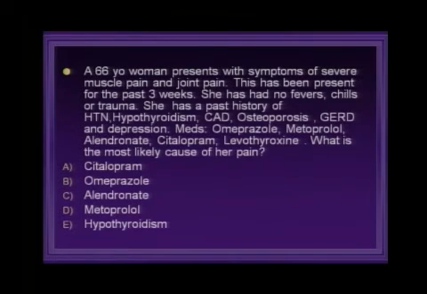So she's hurting everywhere. She says for the last 3 weeks, she's just got aches in her joints, aches in her muscles. You see her past medical history. You see her medication list. So what are we going to blame? Citalopram, omeprazole, alendronate, metoprolol, or fulminant hypothyroidism?